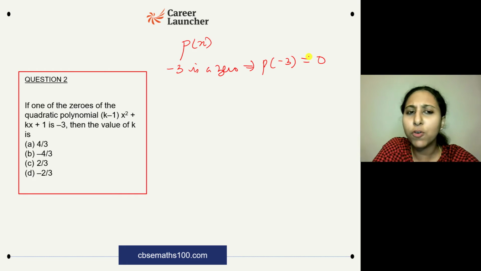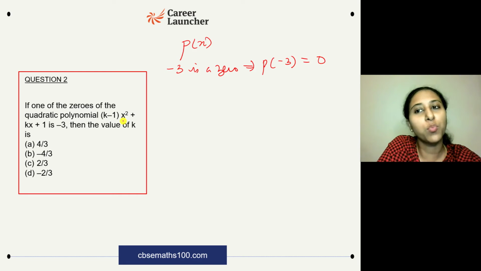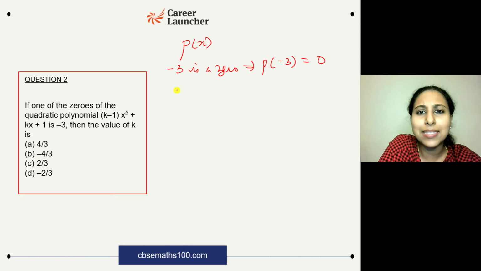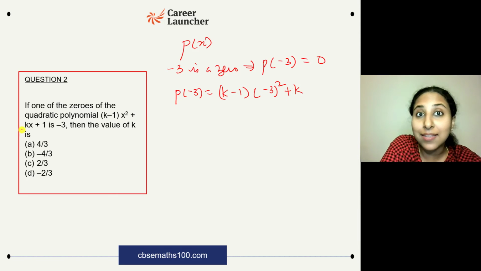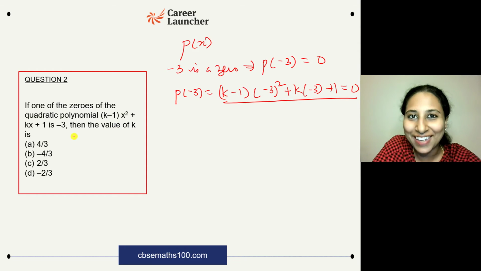This is a logic you will apply for all such questions. And this kind of question is quite important. So substitute wherever you see x in the expression with minus 3. As you're writing this, you will say p of minus 3 is equal to k minus 1. You see an x over here, replace it with minus 3. Then you have plus kx, so replace the x with minus 3, plus 1. What will be the value of this? The value of this will be 0 since minus 3 is a 0 of the polynomial. So this is the equation we will be using to find the value of k.